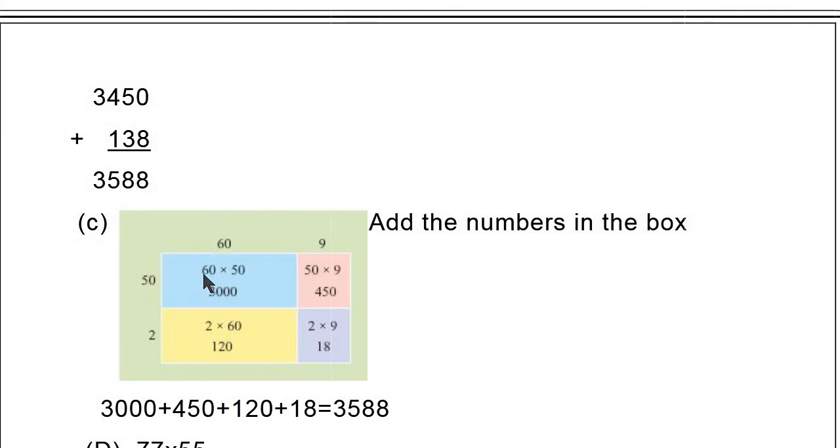Now we make the box, 60 and 9, 50 and 2. Now 50 into 60, otherwise 60 into 50, 6 5s are 30 and 2 0, 3000. 50 into 9, 5 9s are 45 and 1 0. Afterward 2 into 60, 6 2s are 12 and 1 0, 120. 2 9s are 18. Now 3450, 120 and 18. Then 3450 plus 120, 3570 plus 18, 3588.